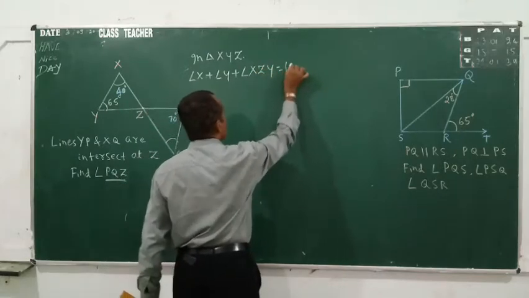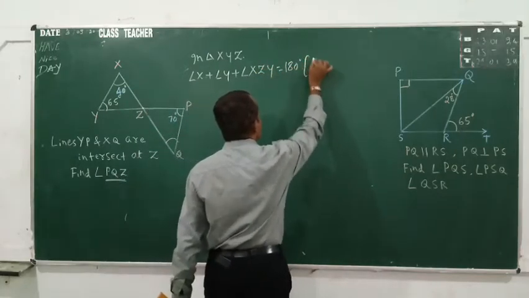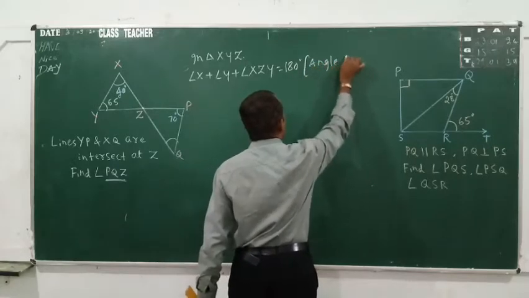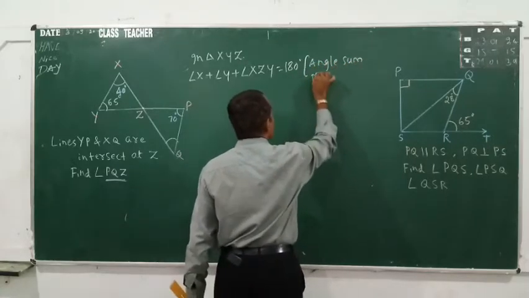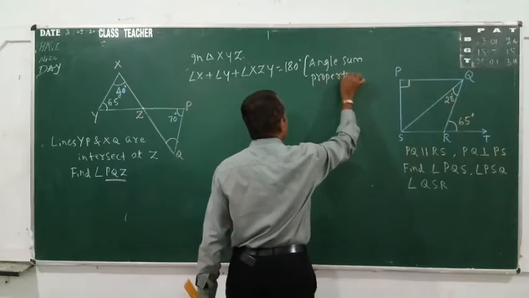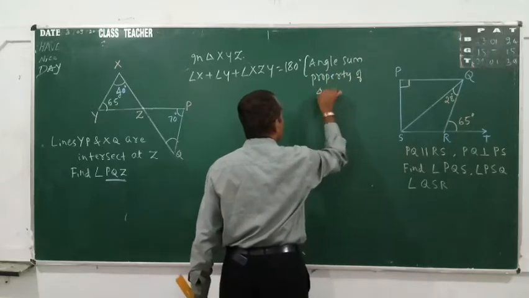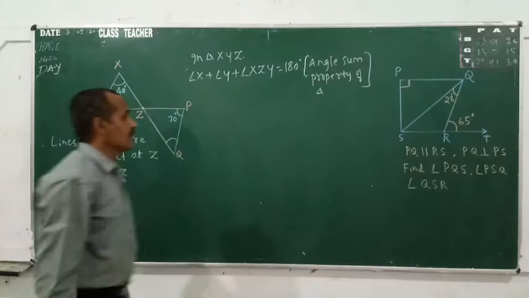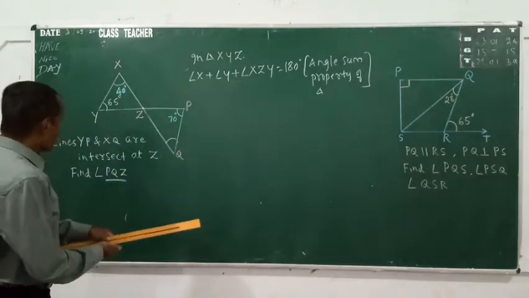Angle XZY is equal to 180 degrees. This is because of the angle sum property of triangle. Angle sum property of triangle. Okay, what are the given things for you?